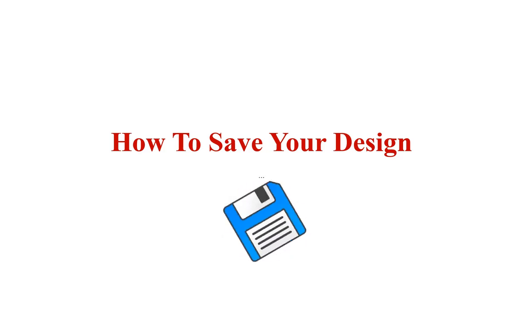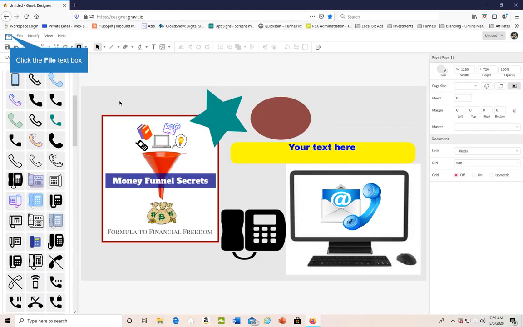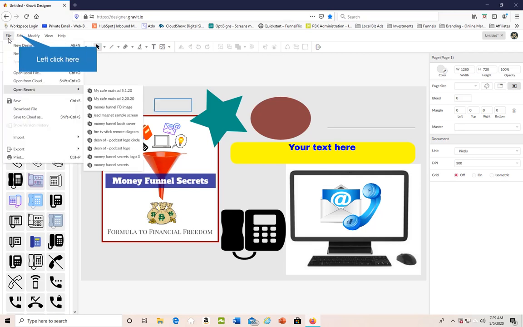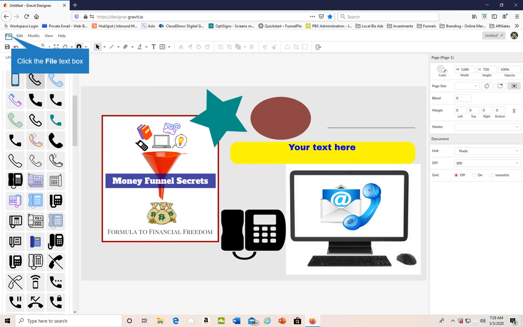Now I'll show you how to save your design. In the top left corner, hover over File and left click, and then select from the drop down how you want to save it. You can also open any prior work you saved from this menu as well. This menu also allows you to export your design and download it and save it to your device.